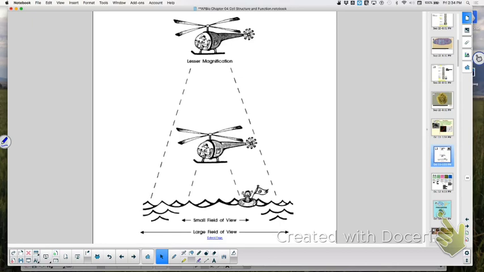Field of view. The more we magnify an object, the smaller our field of view, that's what we're seeing of it. Just like it sounds, what am I viewing? If it's less magnified, I'm seeing more of it, a larger field of view. If I'm magnified, I'm seeing less.